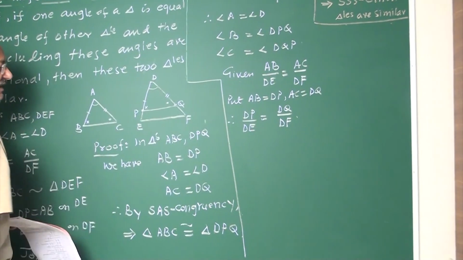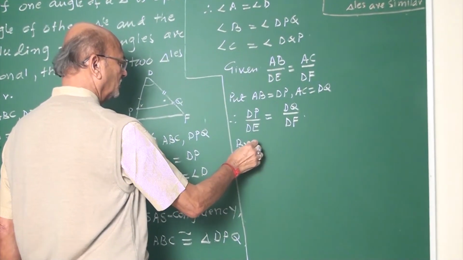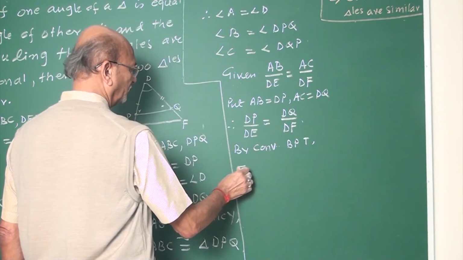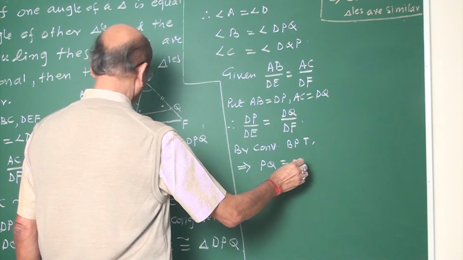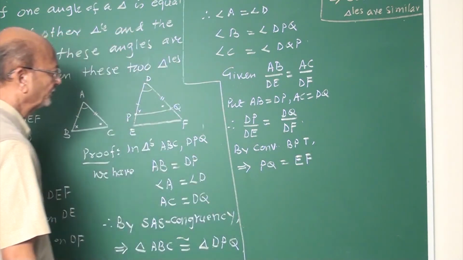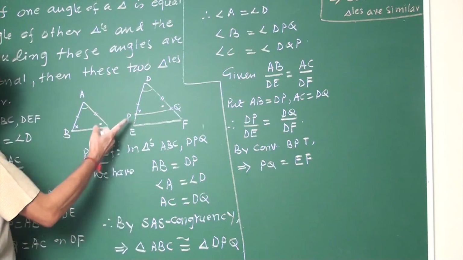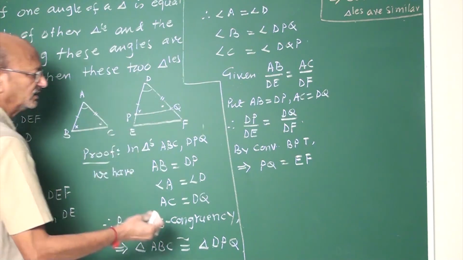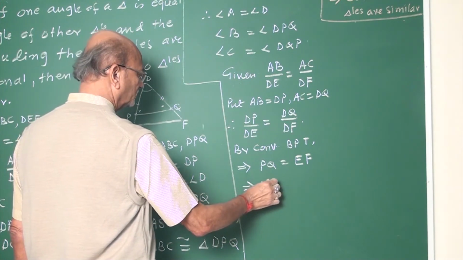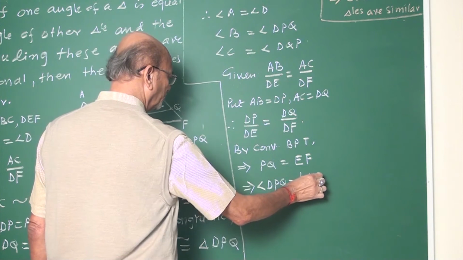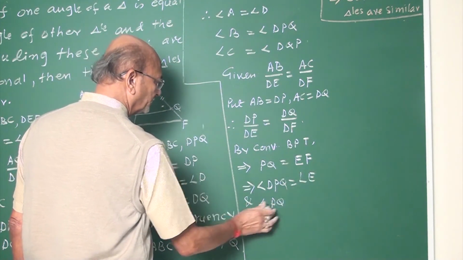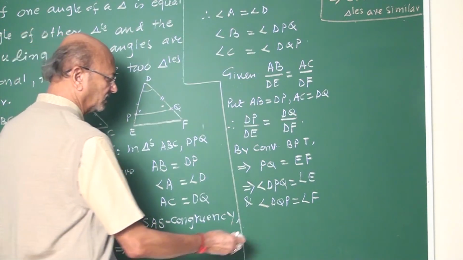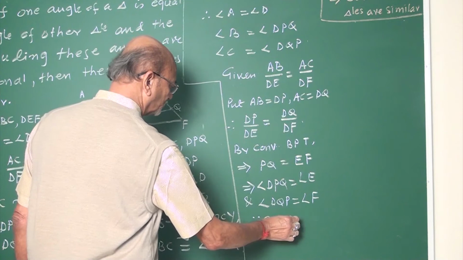When this is the case, again, by what? Therefore, by converse of BPT, this gives, my friend, PQ is parallel to EF. When PQ is parallel to EF, angle DPQ equal to angle E gives corresponding angles, and angle DQP equal to angle F, my friend. Because corresponding angles.